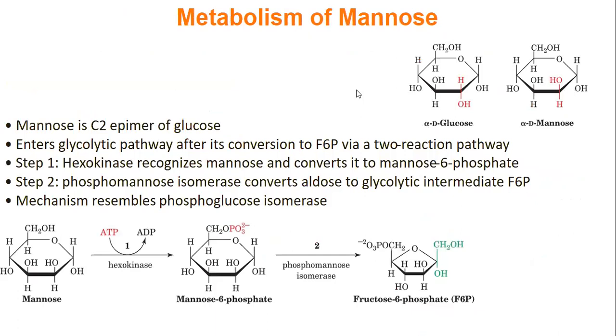Mannose. Mannose is another epimer, this time at C2. So galactose was C4, mannose is C2. And the way that mannose is used is that, one, mannose can be read into hexokinase. So hexokinase can use mannose and make mannose 6-phosphate.